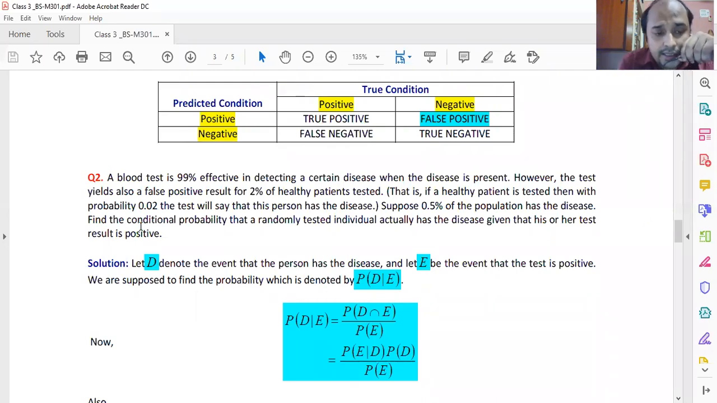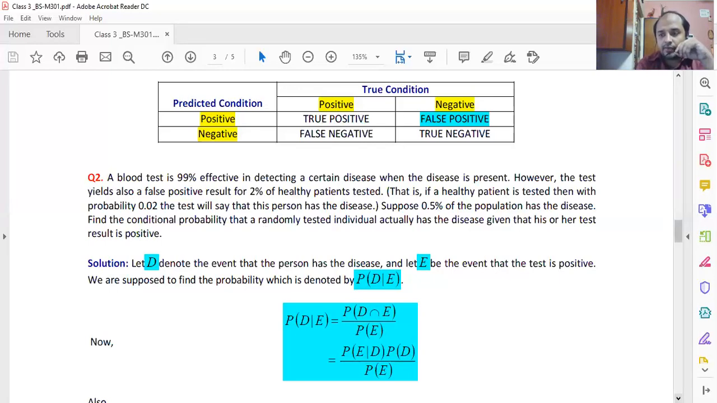Now the next problem: a blood test is 99% effective in detecting a certain disease when the disease is present. However, the test also yields a false positive result for 2% of healthy patients tested. That is, if a healthy patient is tested, then with probability 0.02 the test will say that this person has the disease. Suppose 0.5% of the population has the disease. Find the conditional probability that a randomly tested individual actually has the disease given that his or her test result is positive. The question is in front of you.